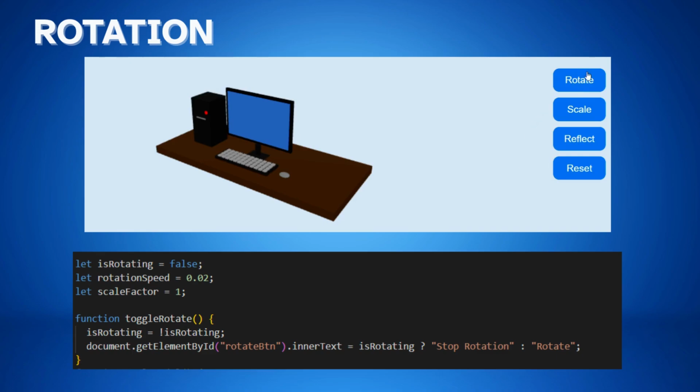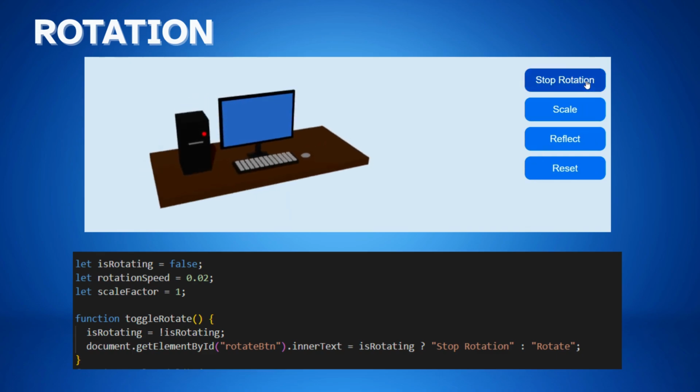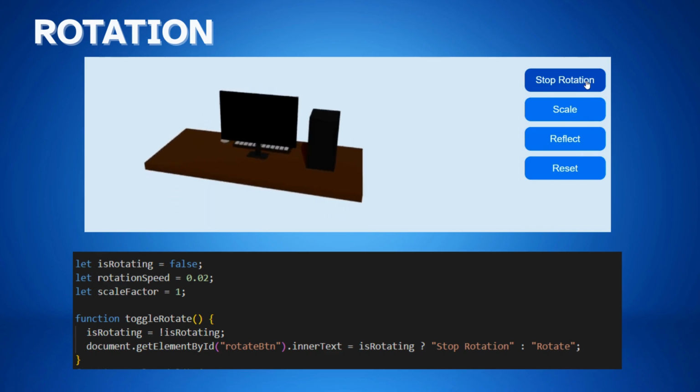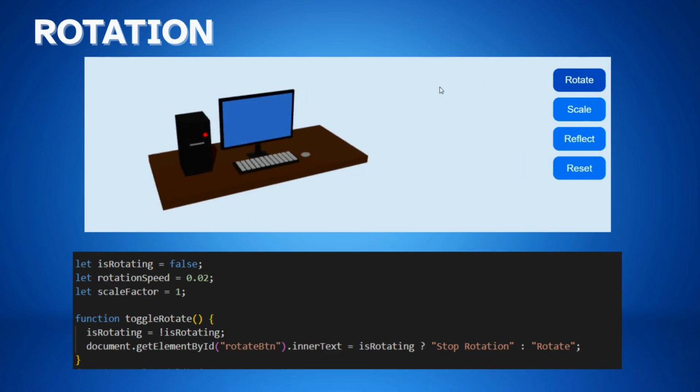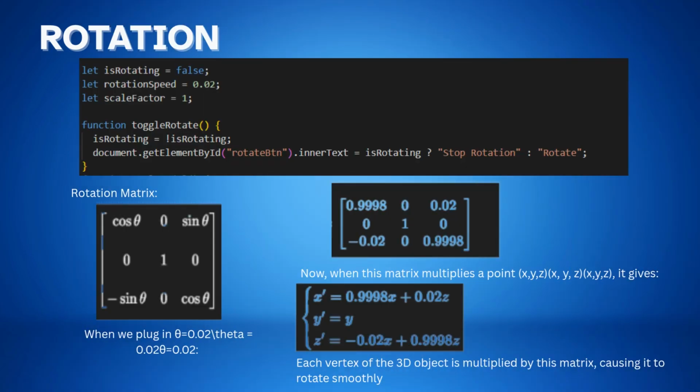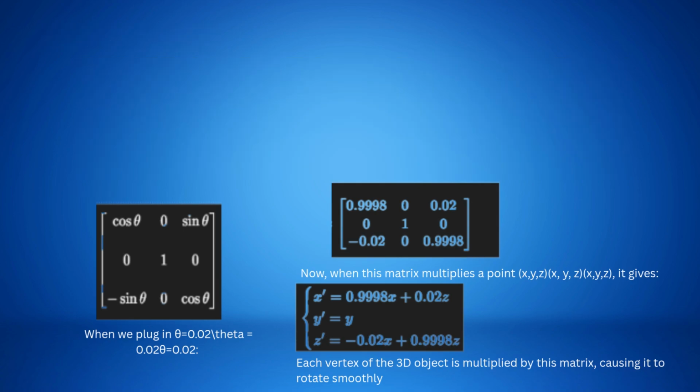As we can see, our computer setup is now rotating. When we rotate, we are turning the object around the y-axis, meaning it spins left and right. That 0.02 number might look small, but it's actually in radians, not degrees. So, in each frame, the object rotates by about 1.15 degrees. That's why it looks smooth and slow, not sudden or glitchy.